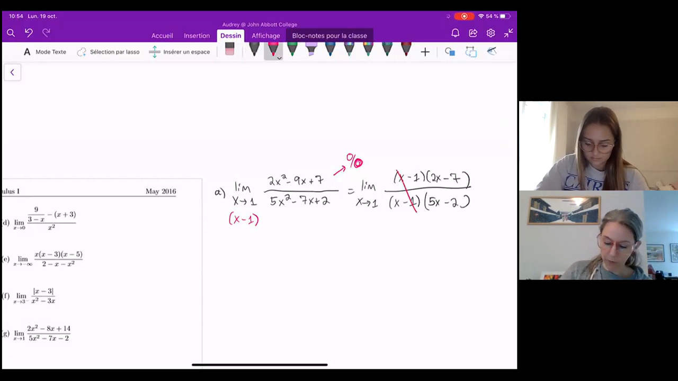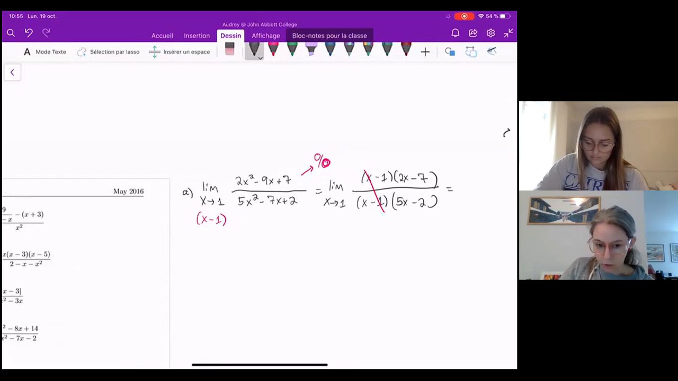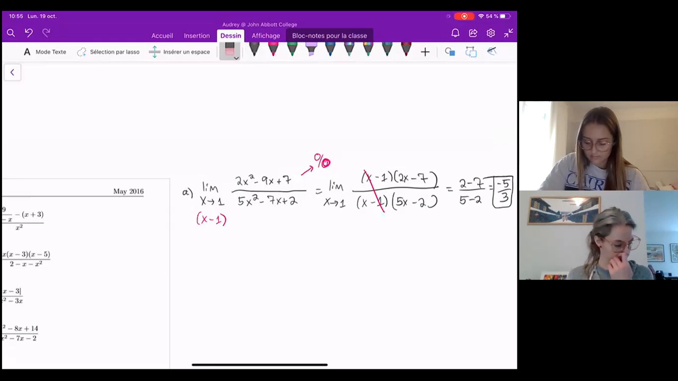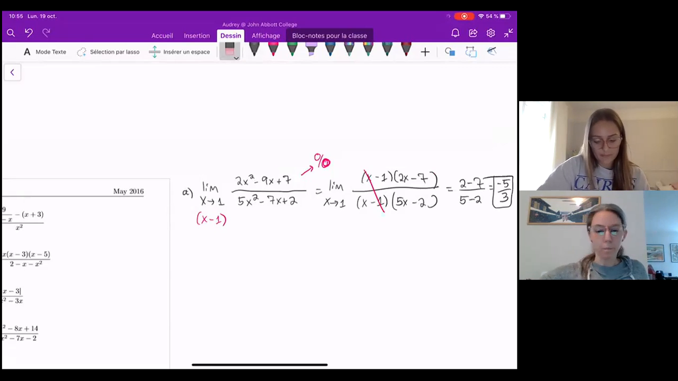So now I can cancel out those x minus 1s, and I can just plug in. So this is 2 minus 7 over 5 minus 2, and that gives me a negative 5/3 as my answer. Are there any questions about factoring?